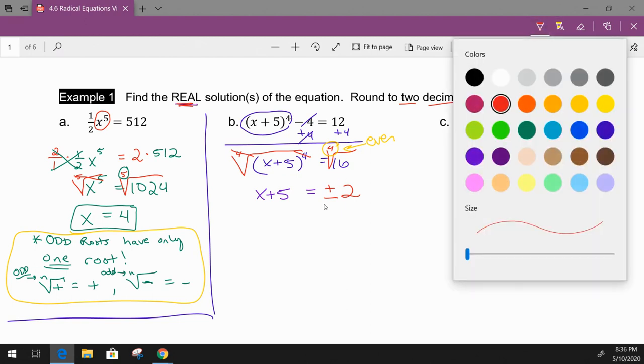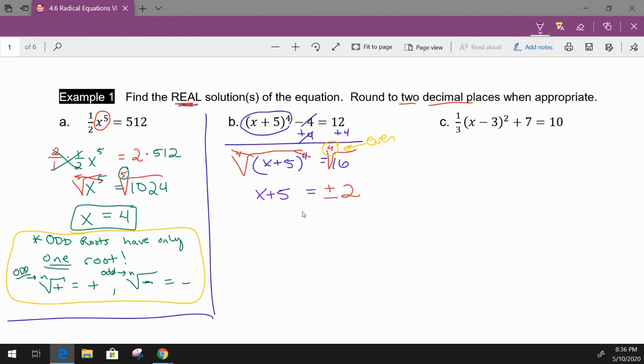And then when we solve this, you'll hopefully see why both of those will work. So we're looking for something that will make x plus 5 equal positive 2, but we're also looking for something to make x plus 5 equal to negative 2. So at this point, I might suggest that you separate this into two smaller equations.